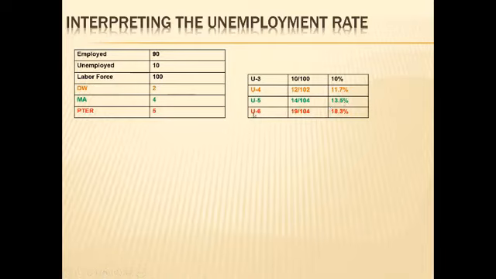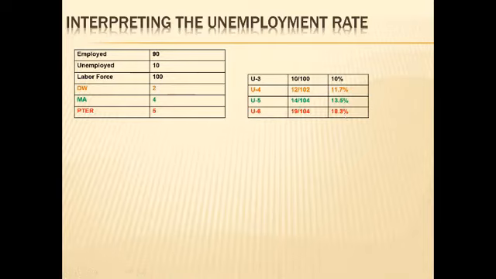And then finally the U6. Now we're adding the marginally attached and the PTER people to the numerator, so they are counted as unemployed, but the labor force stays at 104, just adding the MAs. Why? Because PTER people are technically working, so they are in the labor force. They're just underemployed. So that's 104. So we got an unemployment rate now of 18.3. The broader unemployment rate, of course, is going to be higher than the narrow unemployment rate.